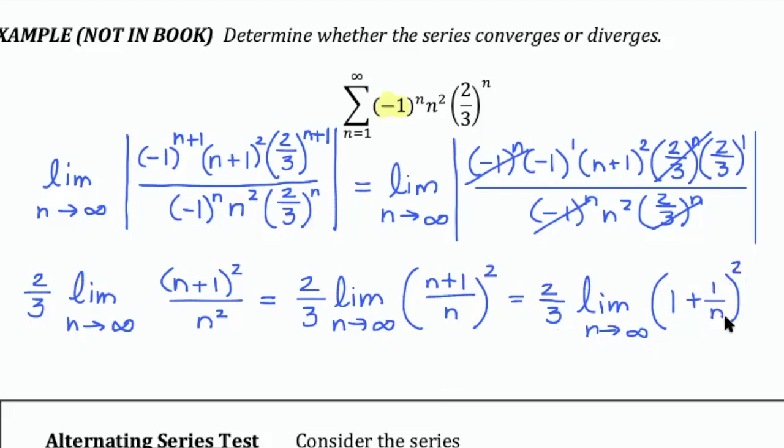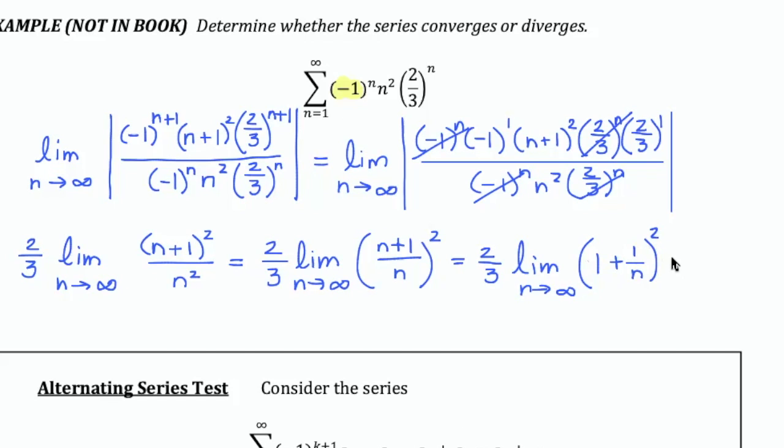And then here's that same limit. You're going to notice we bump into this one a lot. 1 plus 1 over n. As n gets large, the fraction goes to 0. So the whole inside becomes 1. And when you square that, that's still equal to 1. So our limit is going to be just 2/3 times 1, which is 2/3.